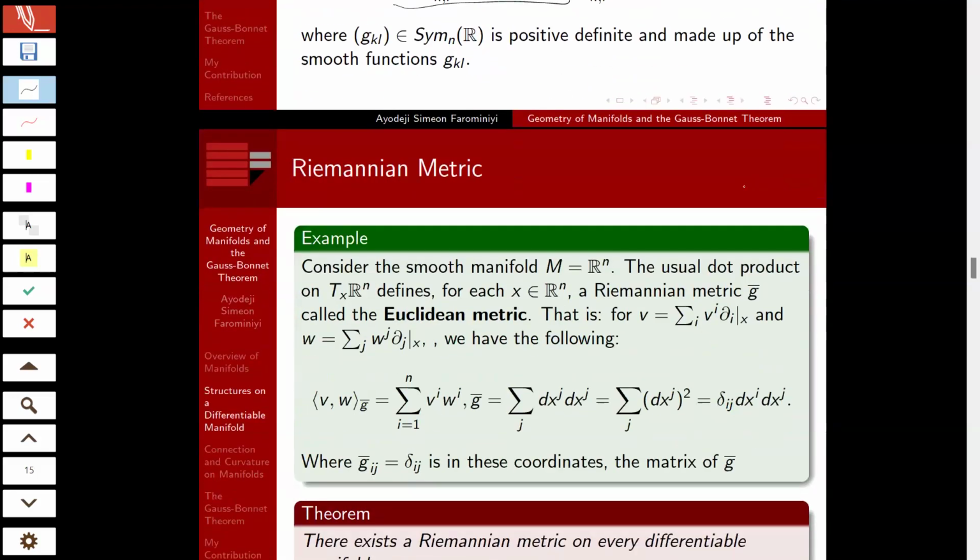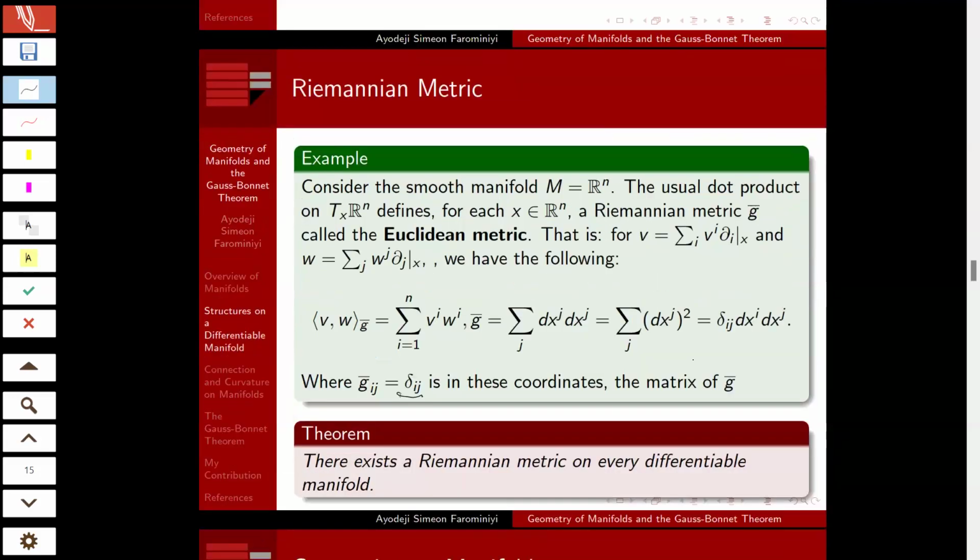So as a basic example, we can consider the smooth manifold, the Euclidean space Rn. The usual dot product on T_xRn for each x in the Euclidean space Rn is called the Euclidean metric, and it is nothing but the standard scalar product on Rn. So in this case, the smooth functions g_jk are simply the Kronecker delta δ_ij, that is, we have the matrix to be the identity matrix.